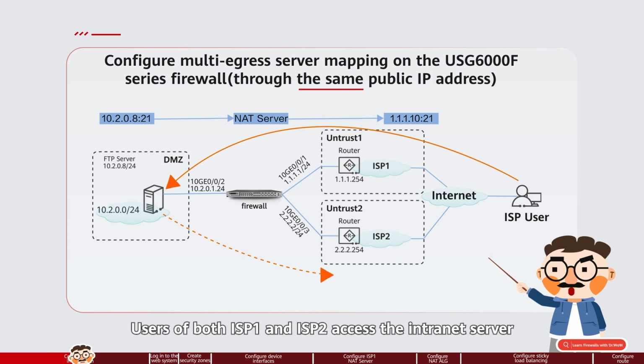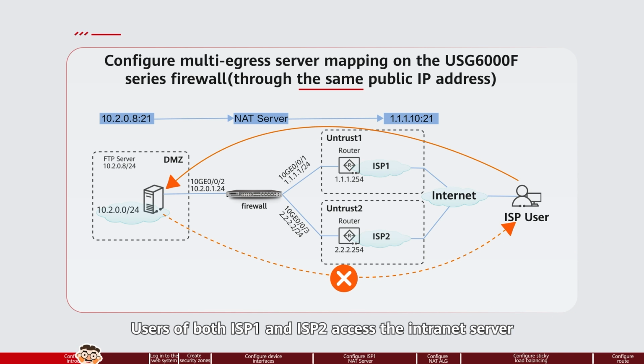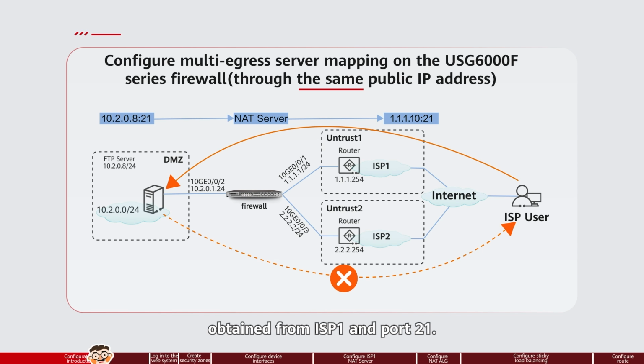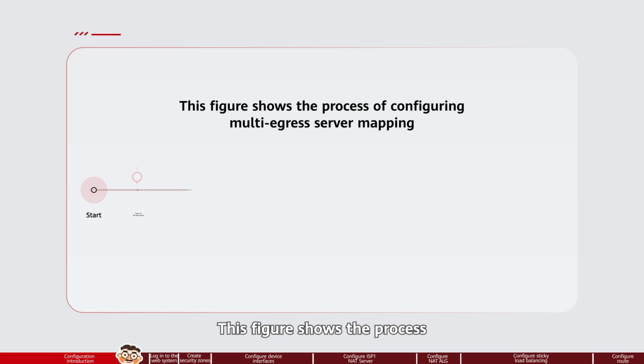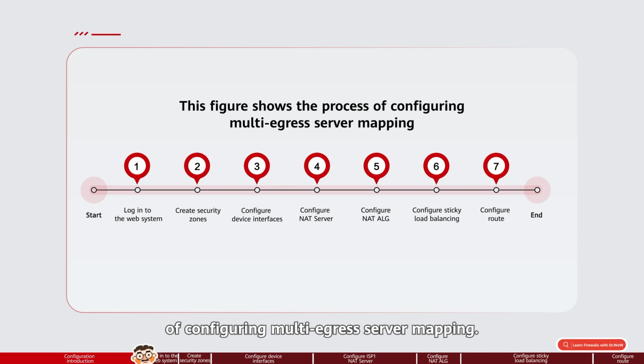Users of both ISP1 and ISP2 access the intranet server through the public IP address 1.1.1.10 obtained from ISP1 and port 21. The response traffic sent by the intranet server to users of ISP1 and ISP2 is transmitted to ISP1. This figure shows the process of configuring multi-egress server mapping.